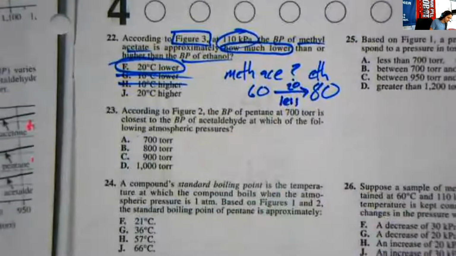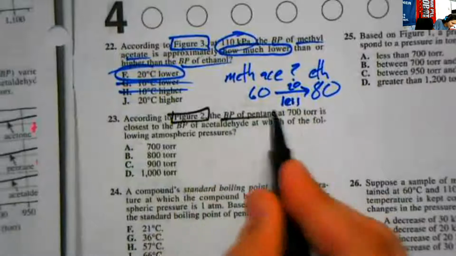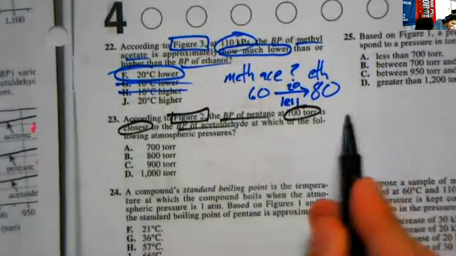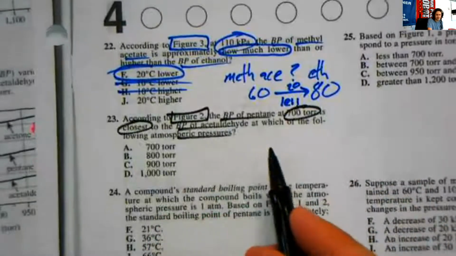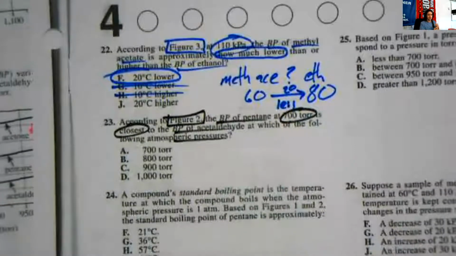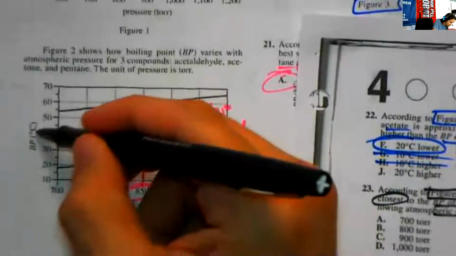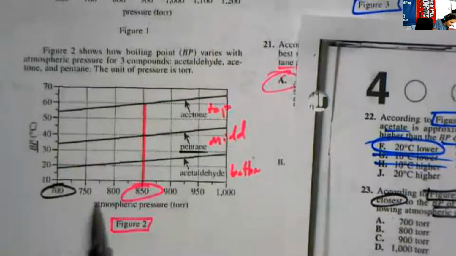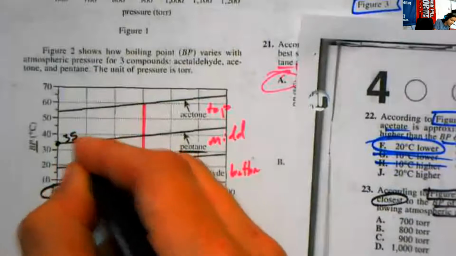Number 23, excuse me. According to figure 2, the BP of pentane at 700 torr is closest to the BP of acetaldehyde at which of the following pressures? So, okay, let's find it. BP of pentane, 700 torr. That's what I know about. BP, that's right here. BP, pentane, 700 torr. Okay, that is right about there at 35.